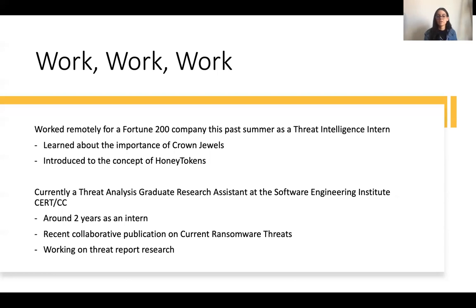Currently, I'm a threat analysis graduate research assistant at the Software Engineering Institute. I've been there for about 2 years now, aside from my summer work. I learned about ransomware threats and worked on a collaborative publication with that. And now I'm currently working on a threat report research assignment.